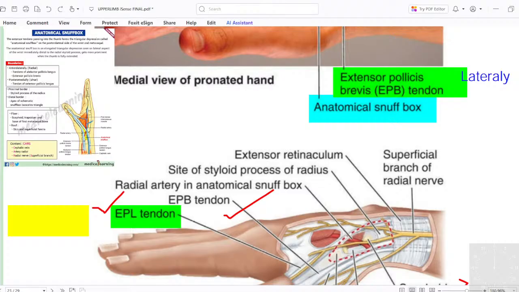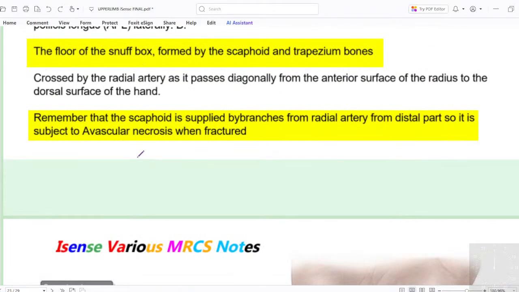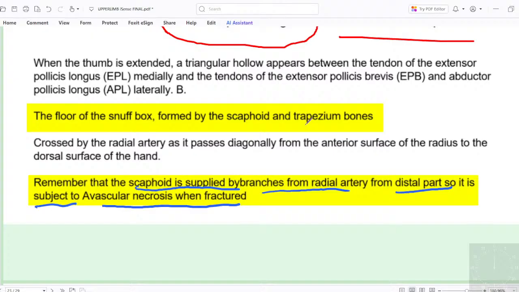Okay, you can even remember scaphoid also. Scaphoid also remains in the same location, the anatomical snuffbox. The bone is scaphoid bone. Scaphoid is supplied by branches from the radial artery from the distal part, so it is subjected to avascular necrosis when fractured. There will be a question on avascular necrosis. So what was CARS? Cephalic vein, radial artery, and radial nerve.